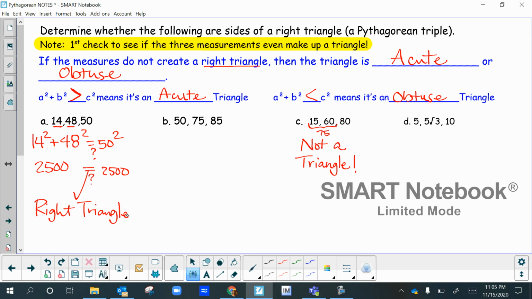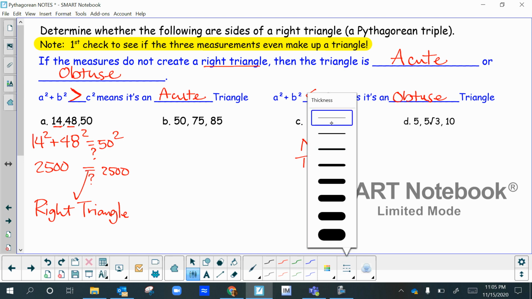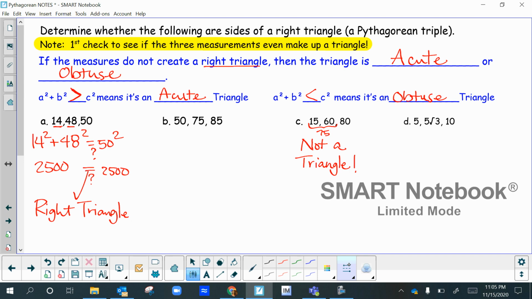So let's try this next one, 50, 75, and 85. So we're going to check to see if 50 squared plus 75 squared is equal to 85 squared. Again, now we can just use our calculator. 50 squared is 2500 plus 75 squared. It's a big number. So this whole number on the left is 8,125.